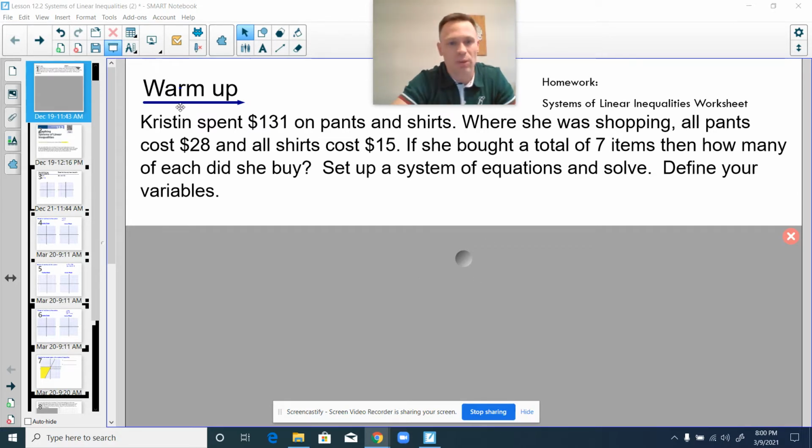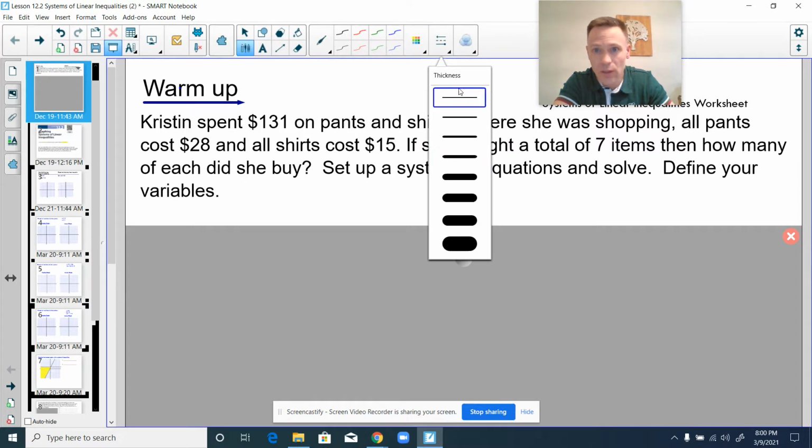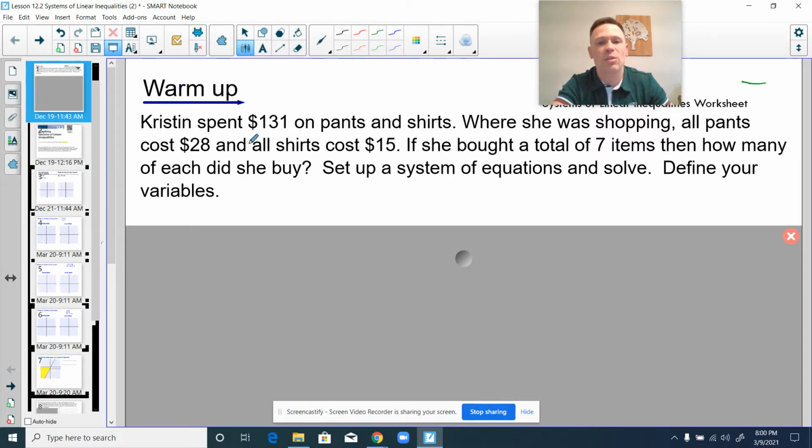So let's talk about this one. Warm up here. Kristen spent $131 on pants and shirts. So Kristen's buying two different things, and it cost her $131. Those things are pants and shirts. Where she was shopping, all pants cost $28 and all shirts cost $15. If she bought a total of 7 items, then how many of each did she buy?